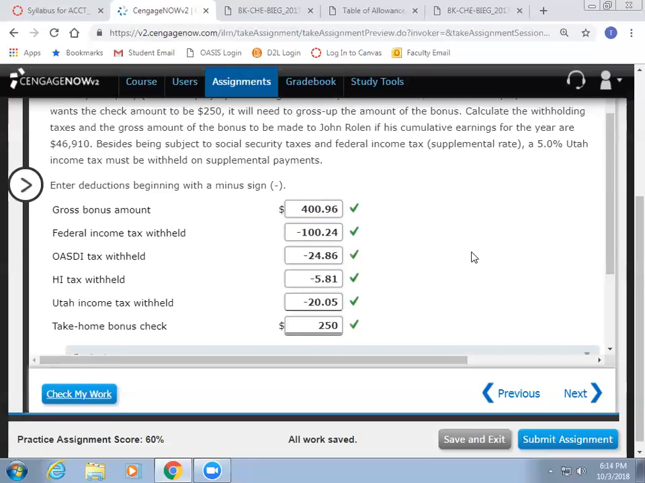So that's the grossing up method. As long as you know the formula, it's not too bad. You're just trying to figure out what gross amount it would take to get to a net check. So unless they tell you differently for federal income tax, you just always use the 25% supplemental rate. Any questions on that one?